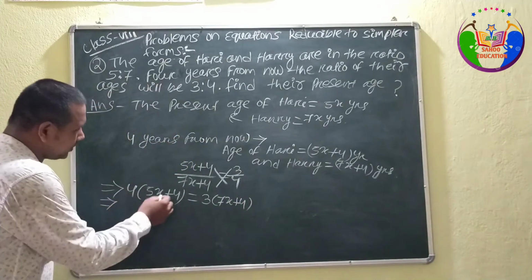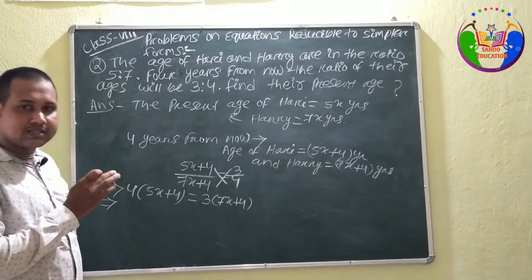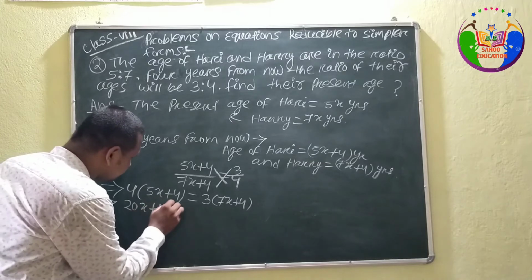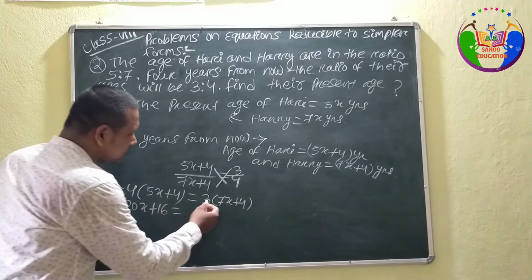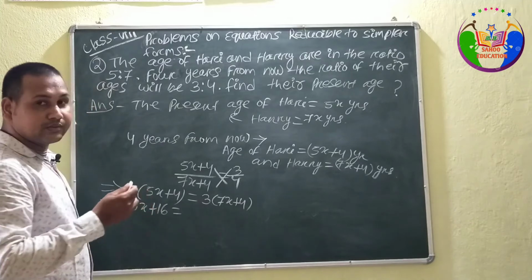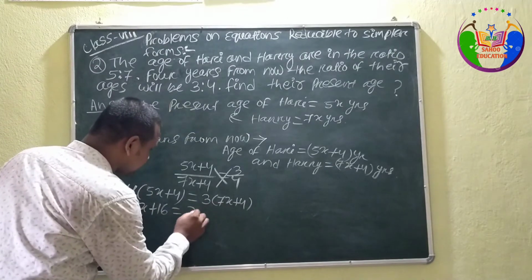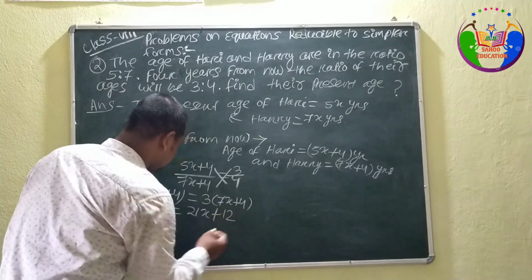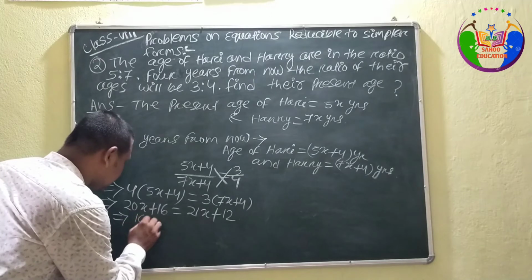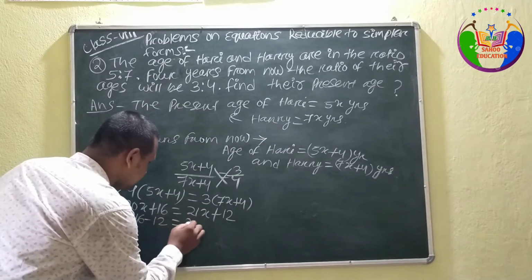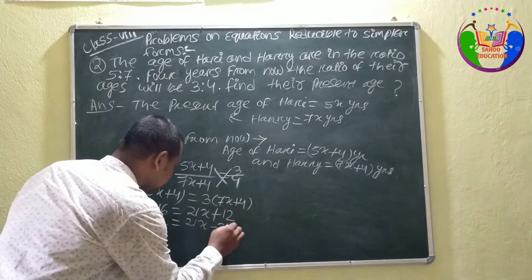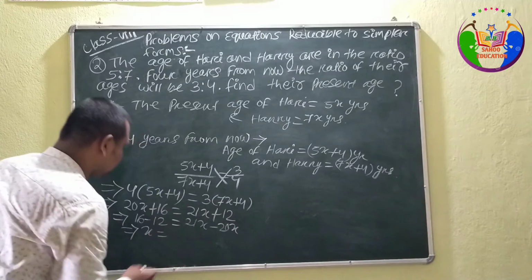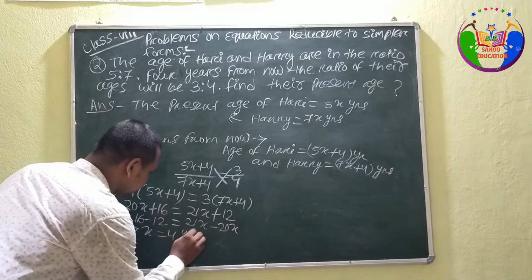Next 4 will multiply with 5x as well as 4. So 20x plus 16 is equal to, similarly 3 will multiply with 7x as well as with 4. So 3 7 is 21x plus 12. Now we'll transpose 16 minus 12 is equal to 21x minus 20x. So we'll get x is equal to 4 years.